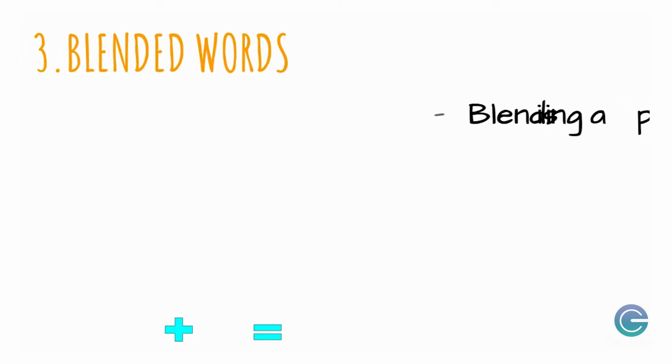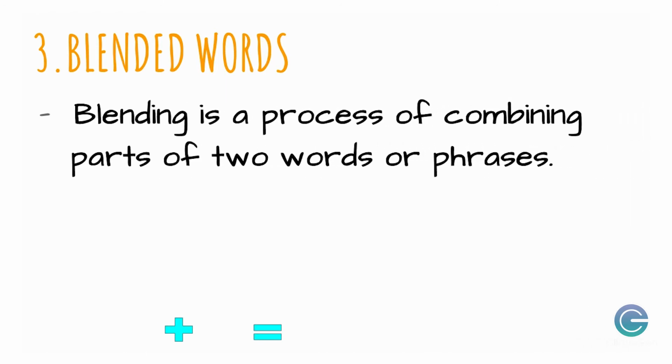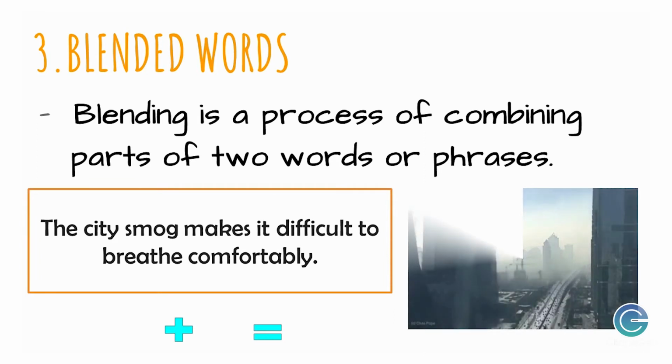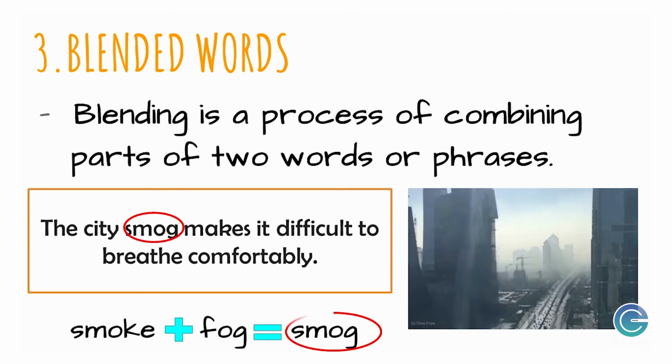Next, number 3, blended words. Blending is a process of combining parts of 2 words or phrases. The new word formed from this process is called a blend or blended word. This time, let us use context clues to determine the meaning of a blended word. Example, the city smog makes it difficult to breathe comfortably. In this sentence, the blended word is smog, which is a blend of the words smoke and fog.